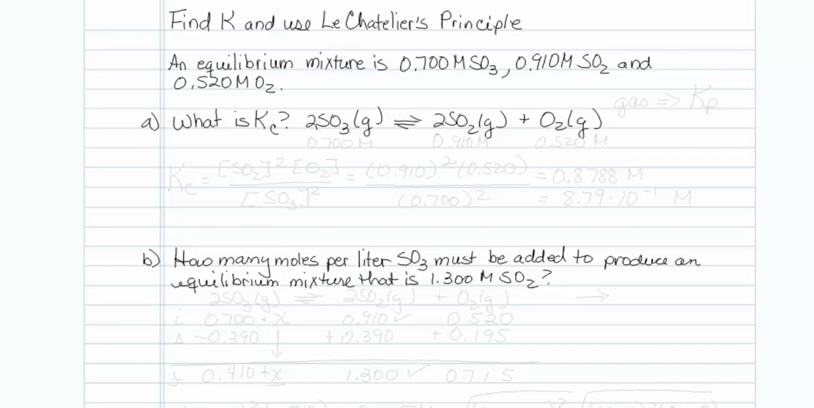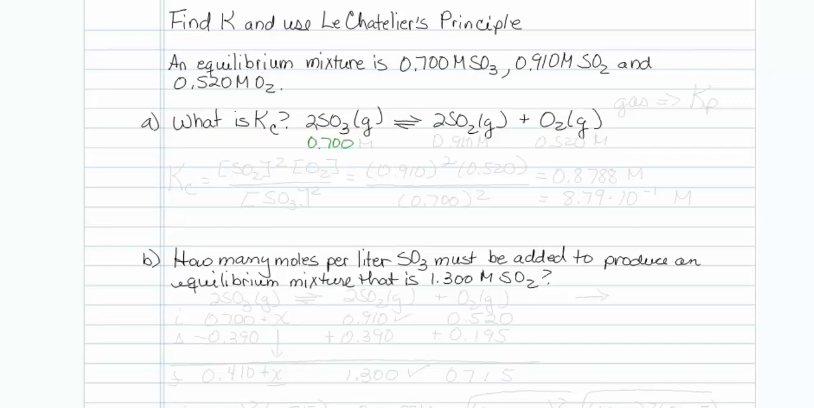This is how to find K and use Le Chatelier's principle to get a concentration that we like. An equilibrium mixture is 0.700 molar SO3, 0.910 molar SO2, and 0.520 molar O2. The first question asks, what is Kc? We're given our concentrations in molar, so that's pretty useful for finding the value of Kc.